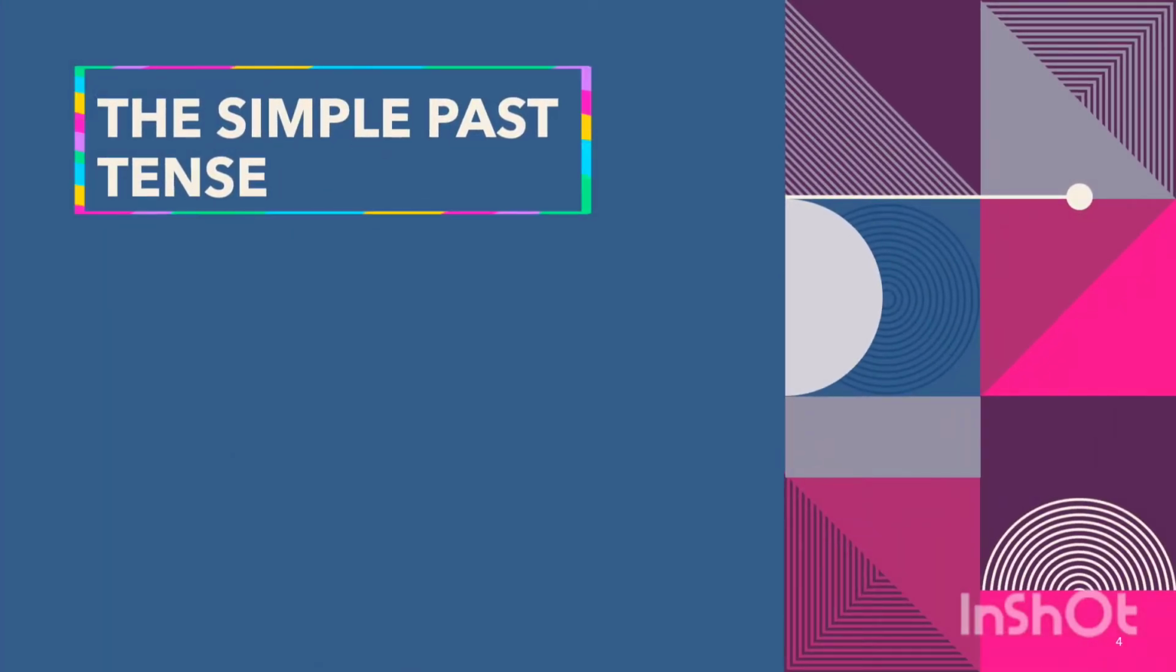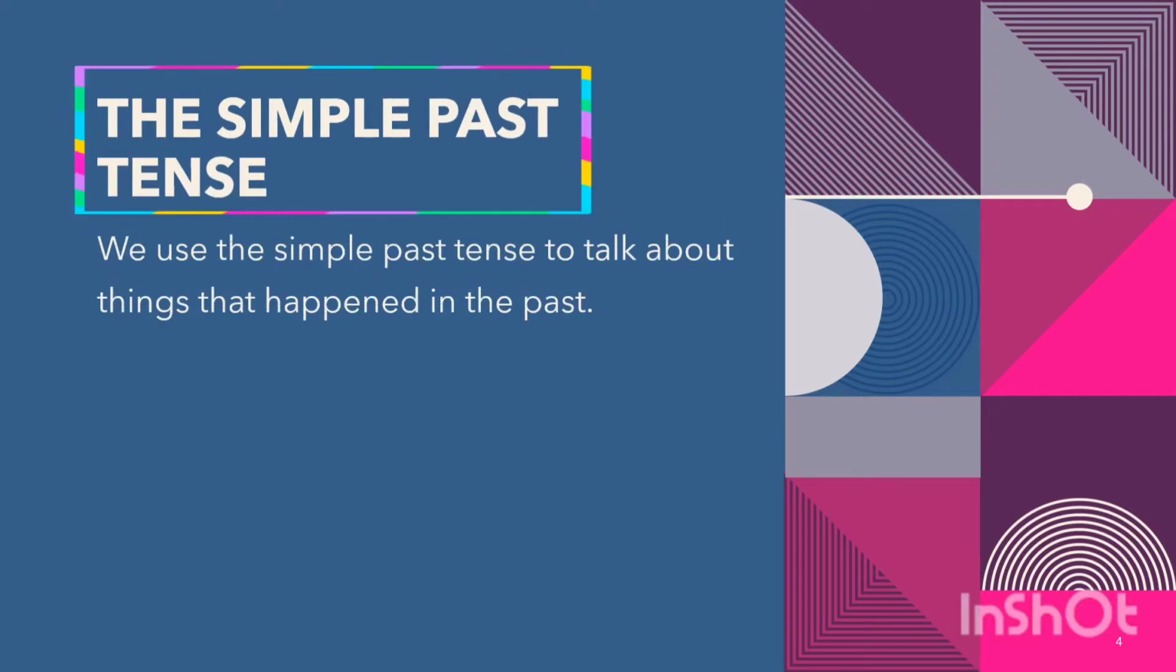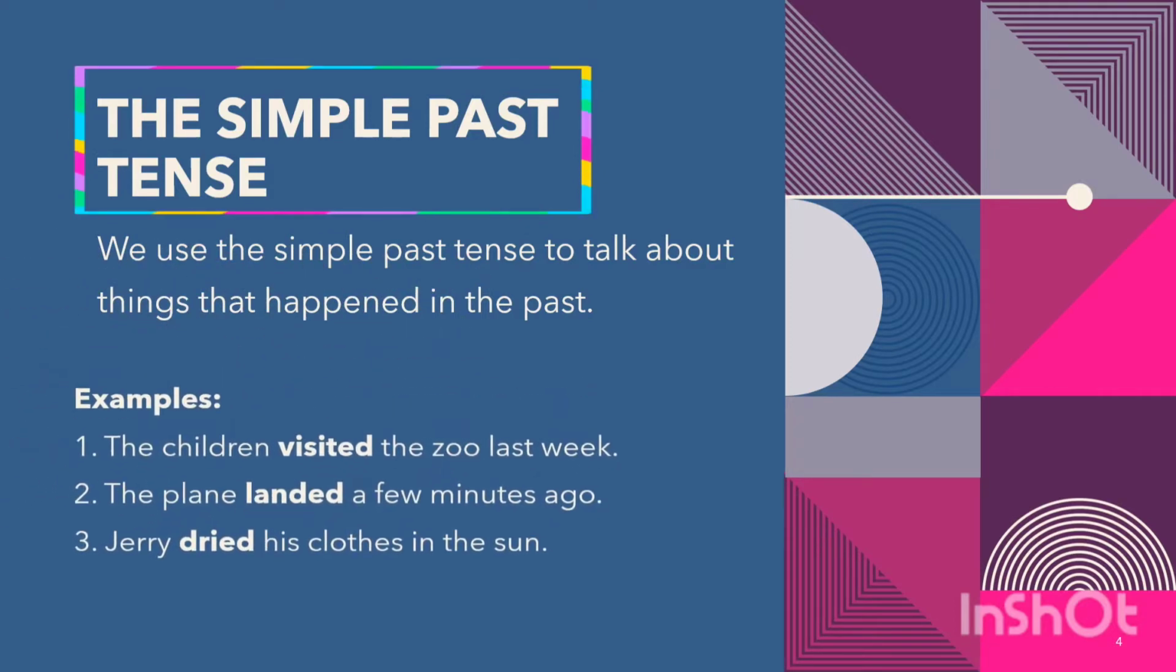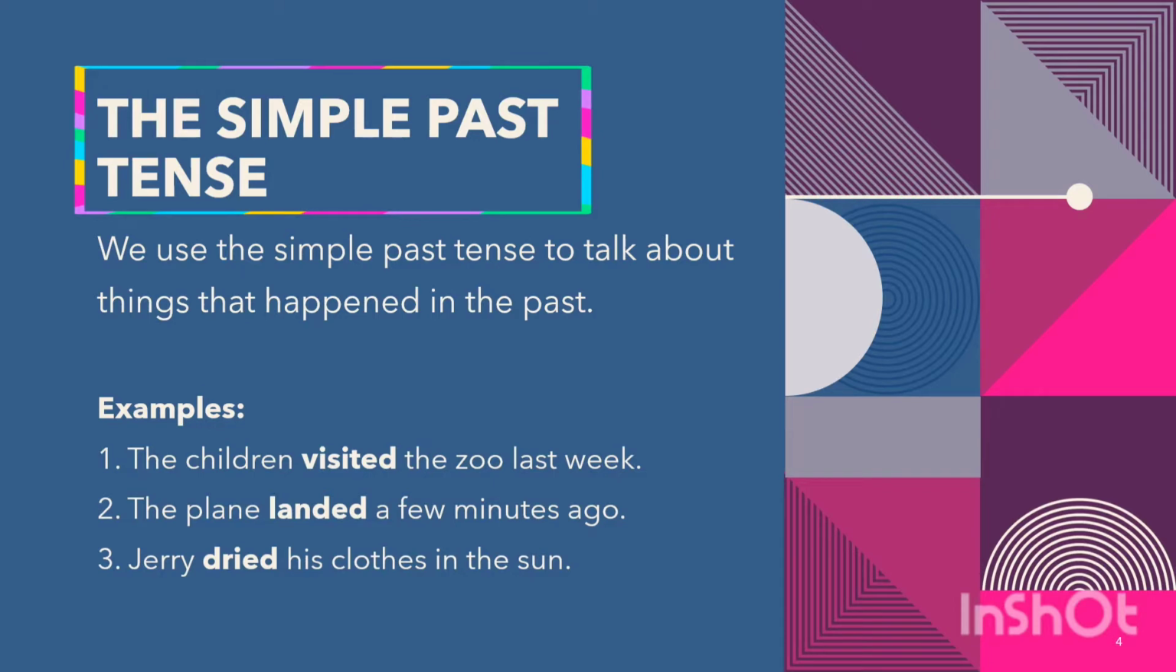Now, let's look at how to use simple past tense. We use the simple past tense to talk about things that happened in the past. For example, number 1, the children visited the zoo last week. Number 2, the plane landed a few minutes ago. Number 3, Jerry dried his clothes in the sun. These 3 words or verbs, visited, landed, dried, are all in simple past tense form.